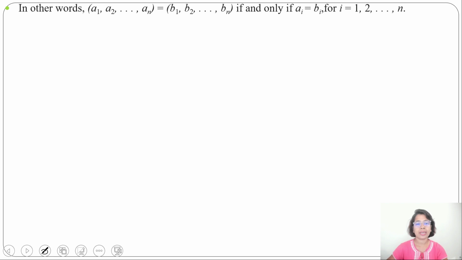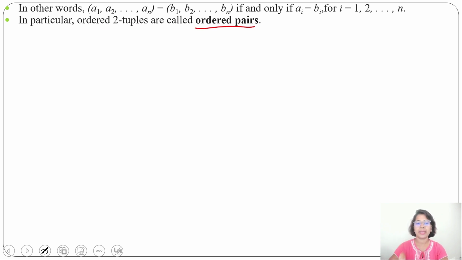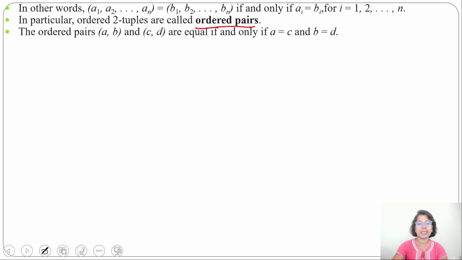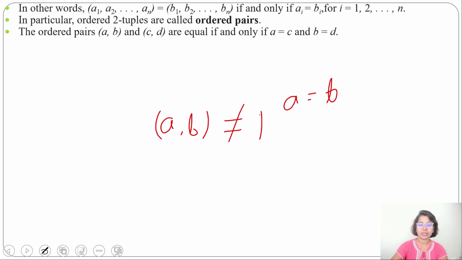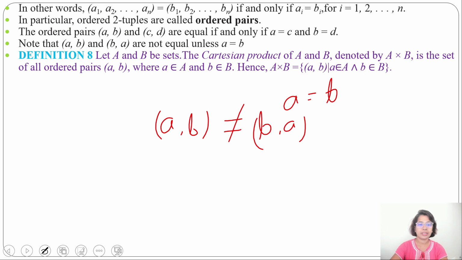That is about the ordered n-tuple. If there are two elements, we have an ordered 2-tuple, and that is called an ordered pair. Suppose (A, B) and (C, D) are equal, then A should equal C and B should equal D. So (A, B) is an ordered pair and (C, D) is an ordered pair. (A, B) is not equal to (B, A) unless A equals B. Both are different.